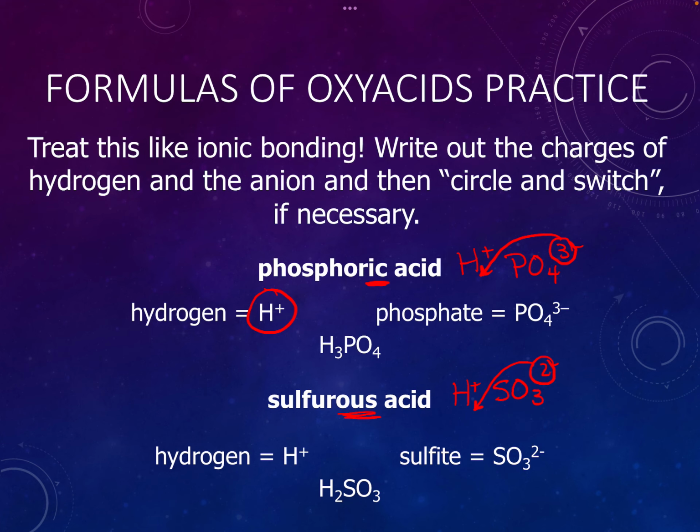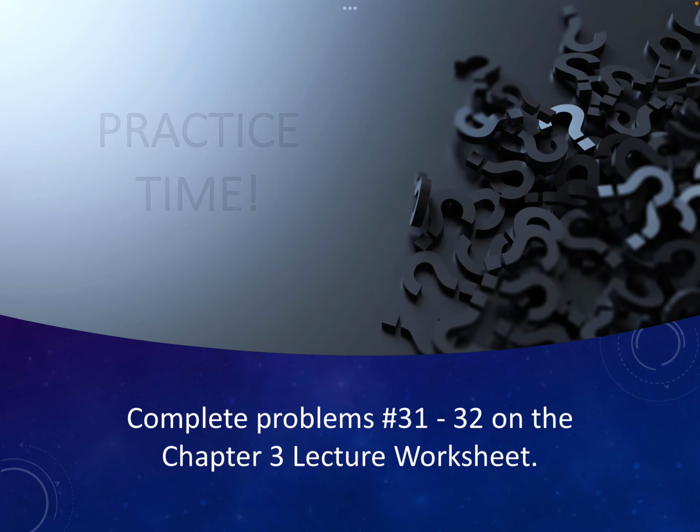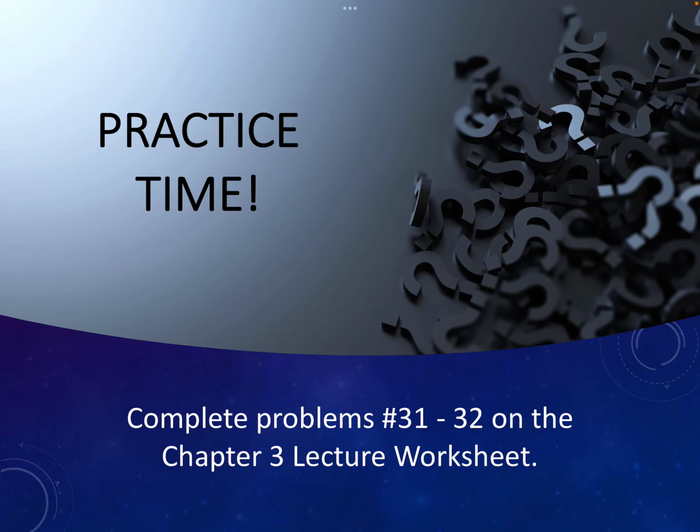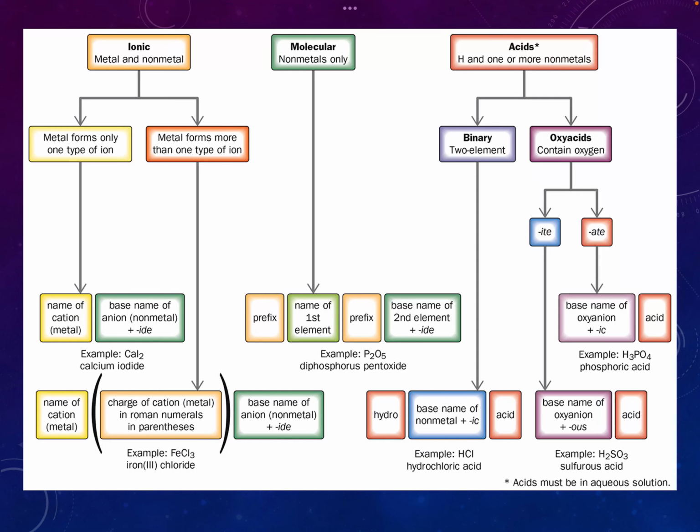So again, it's really important that you know polyatomic ions when you're naming these oxyacids so that you can recognize them in a formula or know what polyatomic ion they came from. Alrighty, now we can go ahead and do problems number 31 to 32 on the Chapter 3 lecture worksheet. And this actually wraps up our chapter on nomenclature.